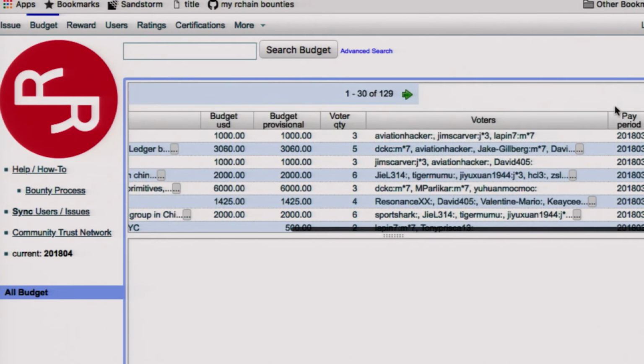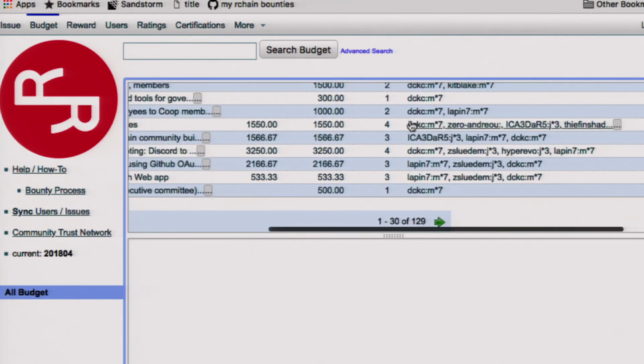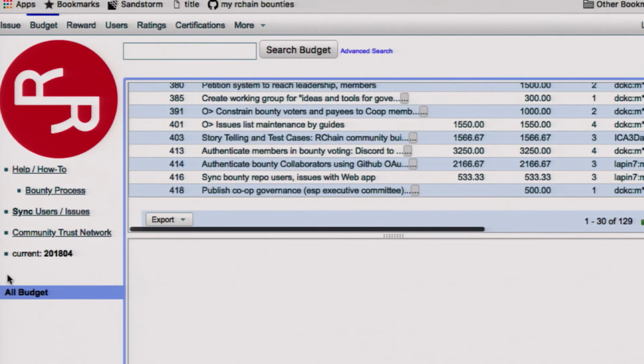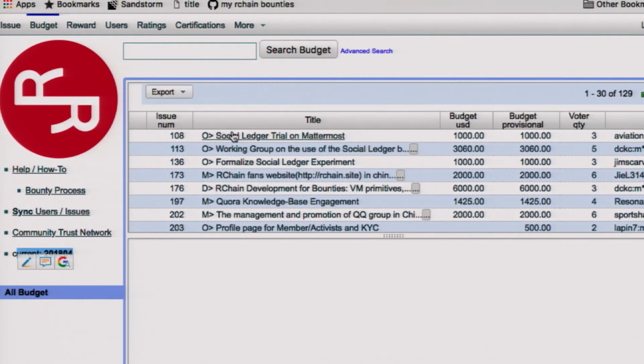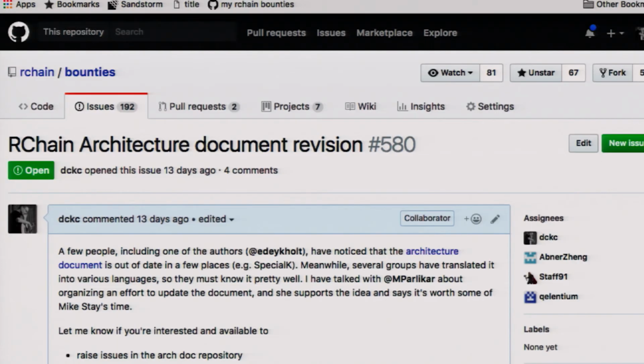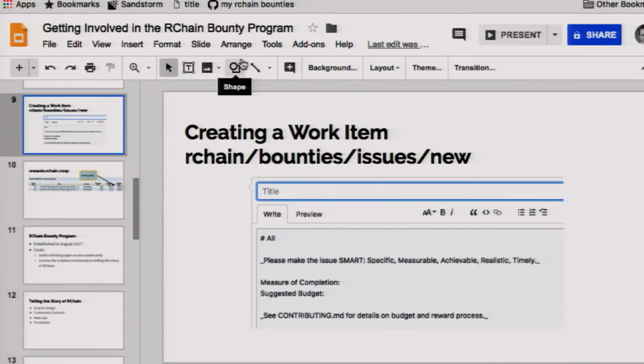this is where the actual budgets are and stuff. So there we go. 2018-03 is March, so those have all gone by. The current pay period is April. So that's where those budgets are. Did that answer the question? And that's rewards.rchain.coop.